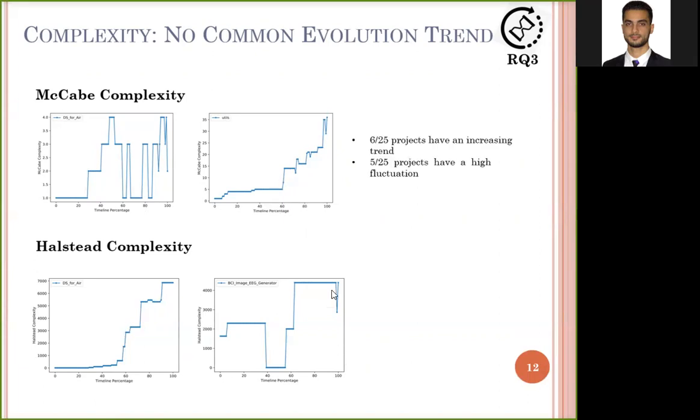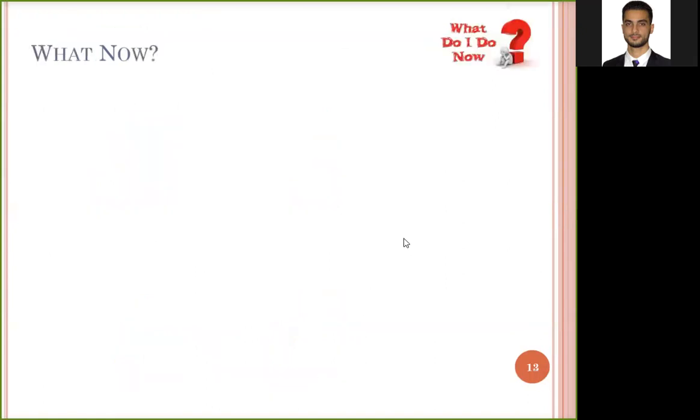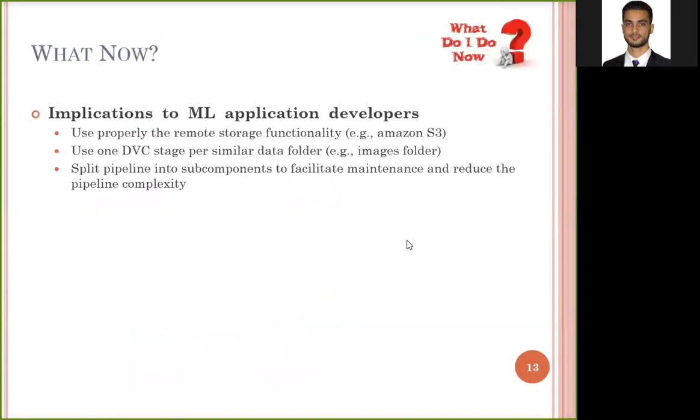So in the McCabe complexity, we found 6 projects have an increasing trend and 5 projects have a high fluctuation. However, on the Halstead, we found 7 projects have an increasing trend and 7 projects have a high fluctuation. So what to do now? There are some implications that we came out with in the paper.